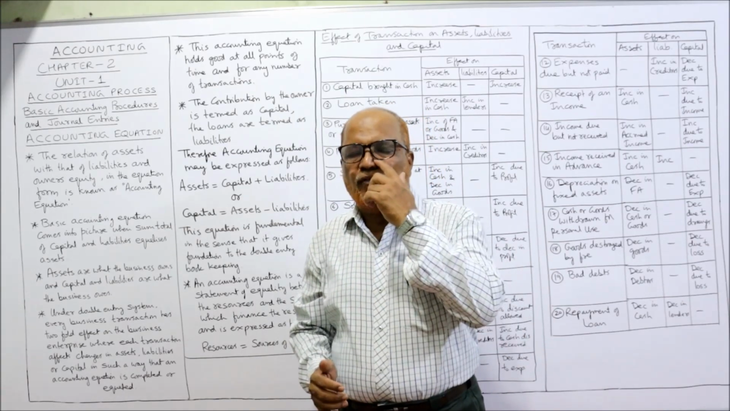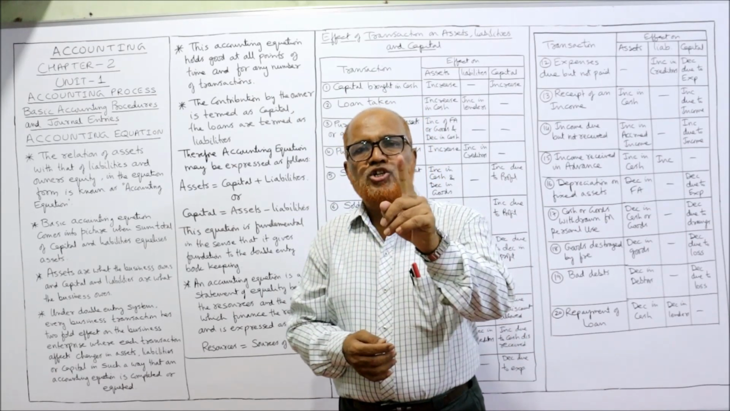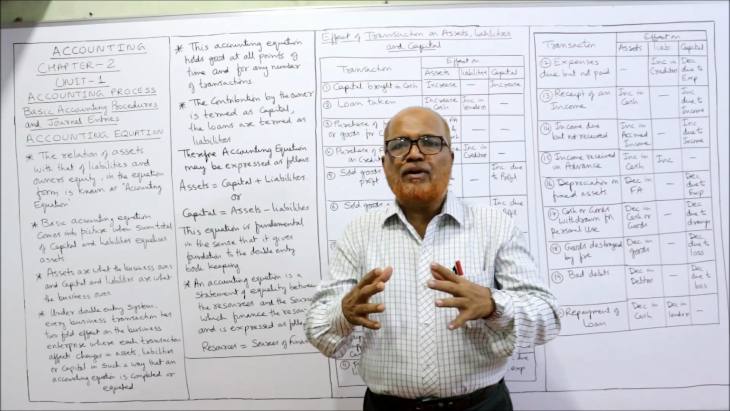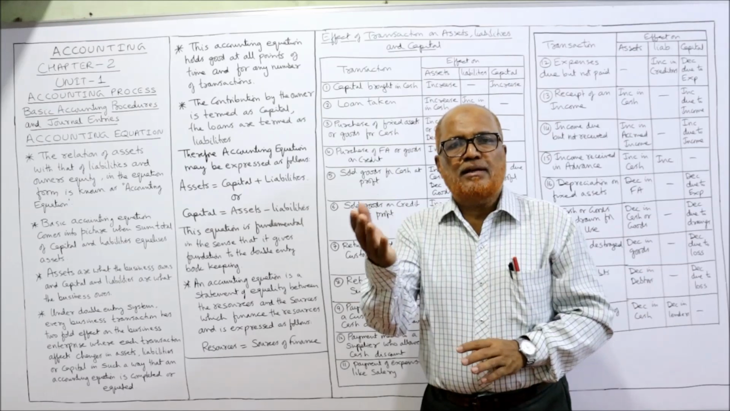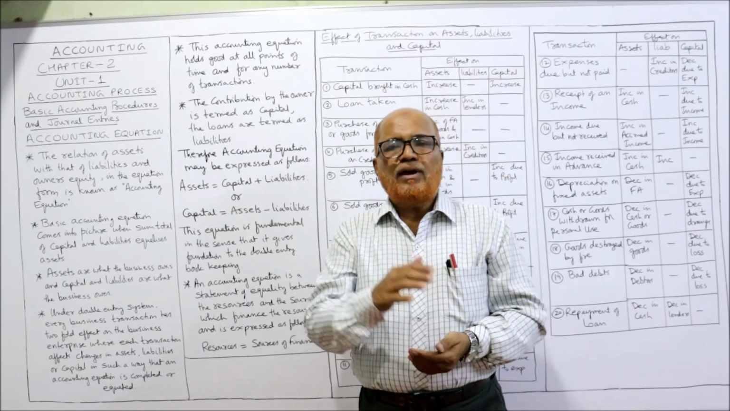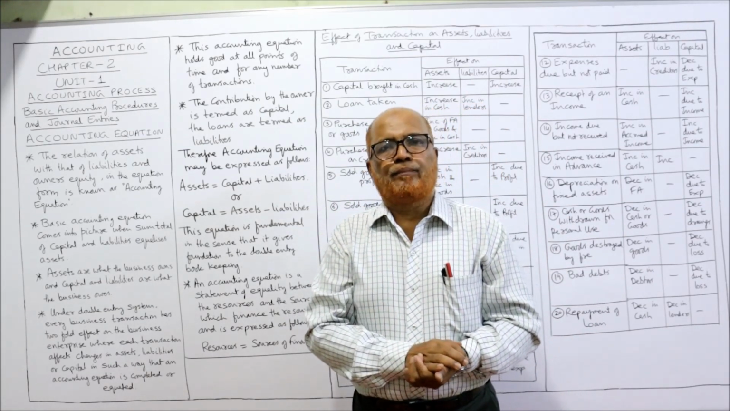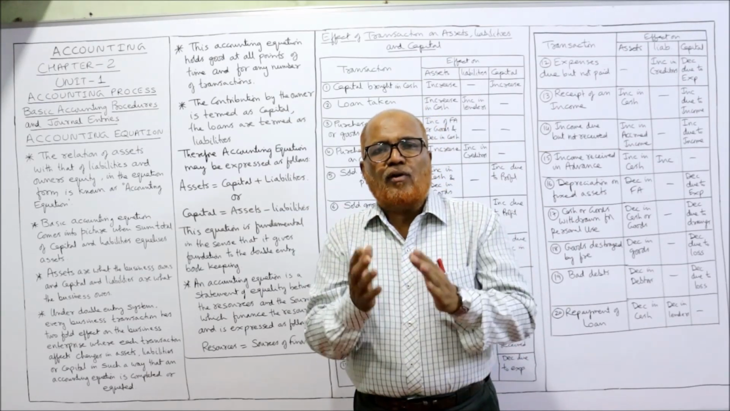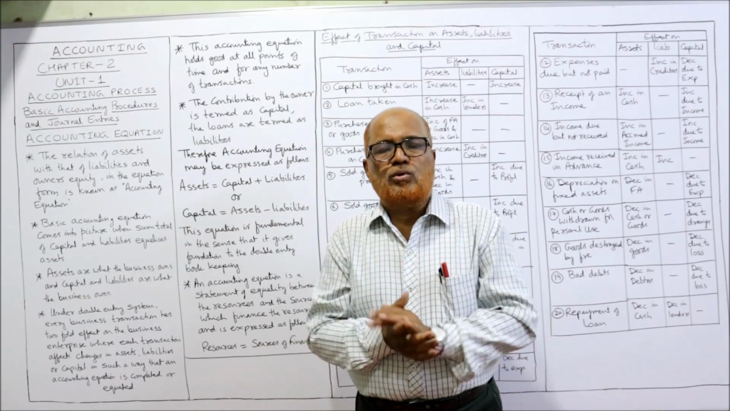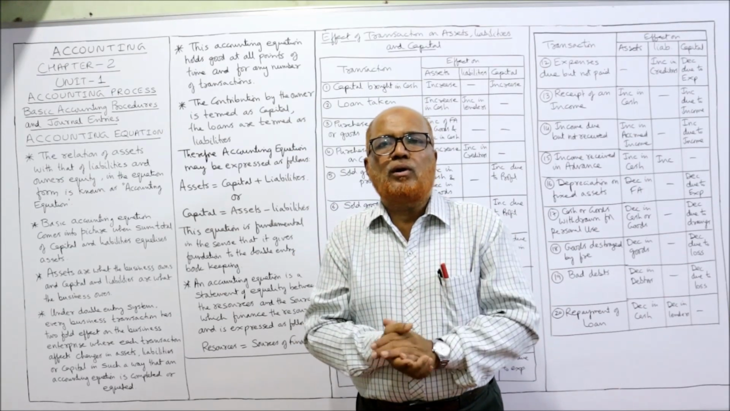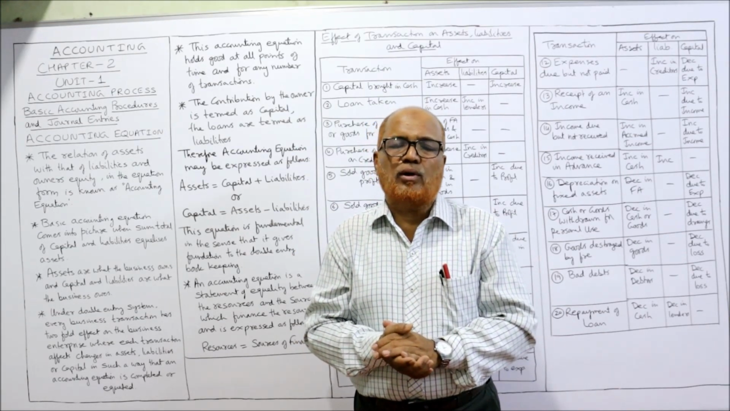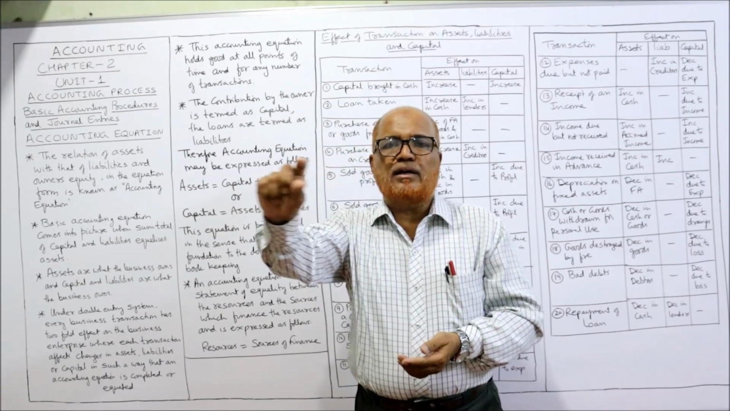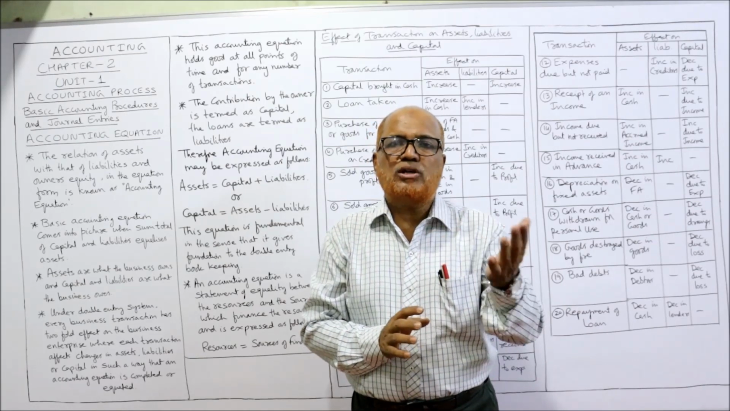Actually there are two methods of recording a transaction: one traditional method and one modern method. According to the traditional method, we have different types of accounts like personal account, real account, nominal account. We have the golden rules in accounting. Debit for personal account: debit the receiver, credit the giver. For real account: debit what comes in, credit what goes out. For nominal account: debit all expenses and losses, credit all incomes and gains. By following those rules, we debit one account and credit another account. That is the traditional method.